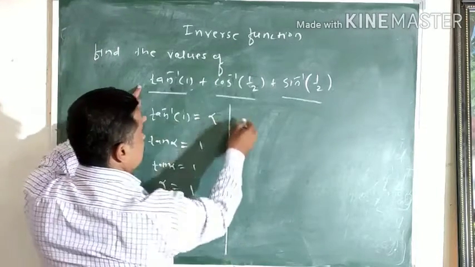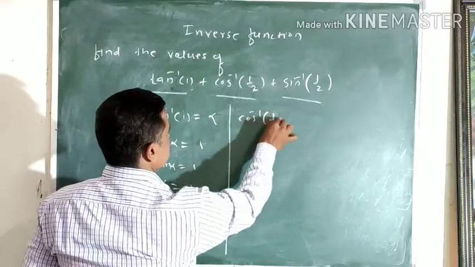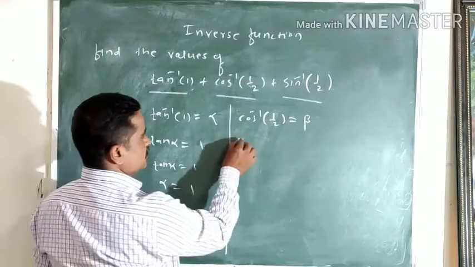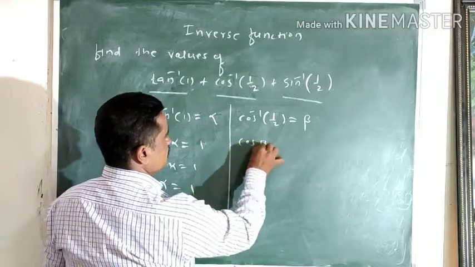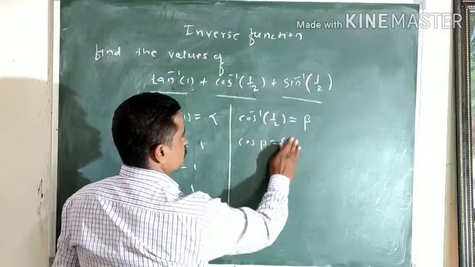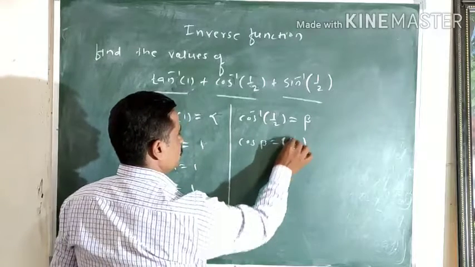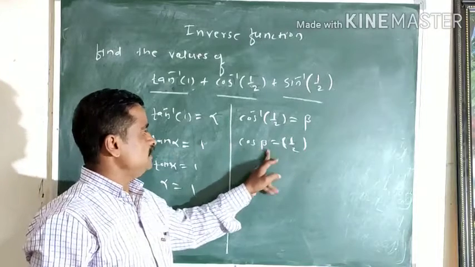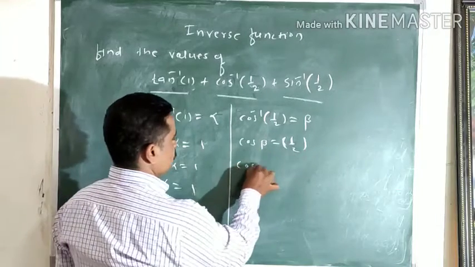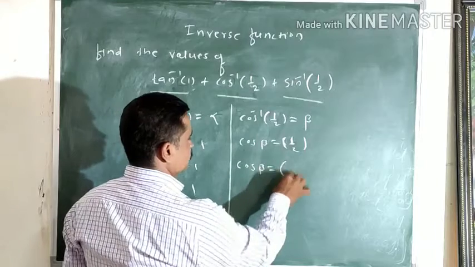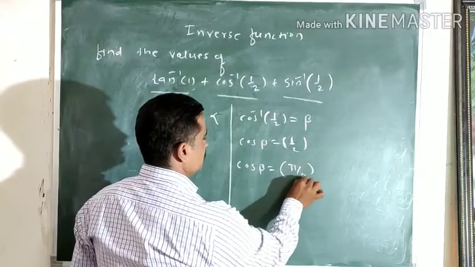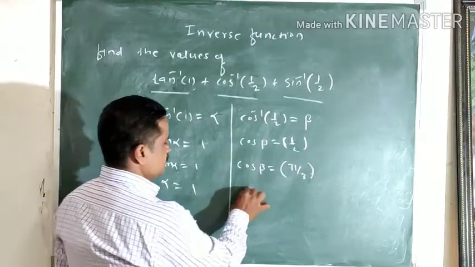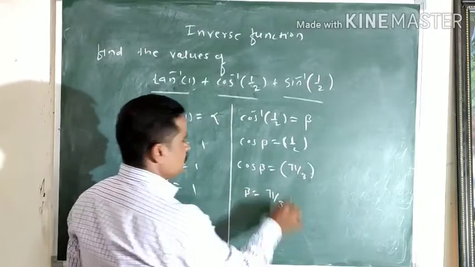Similarly, consider the second inverse function, cos inverse of half equals beta. That means cos beta equals 1 half, and we know that cos of pi by 3 has the value 1 half. So beta is nothing but pi by 3.